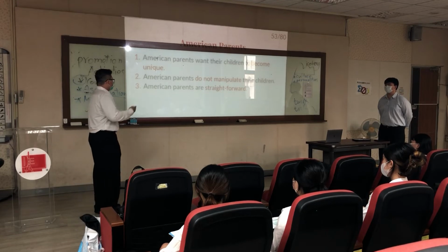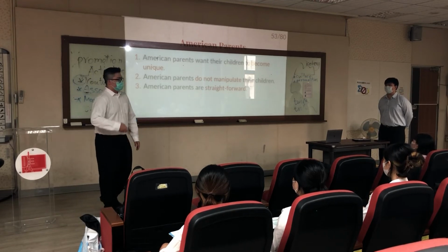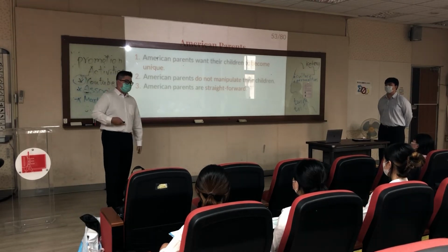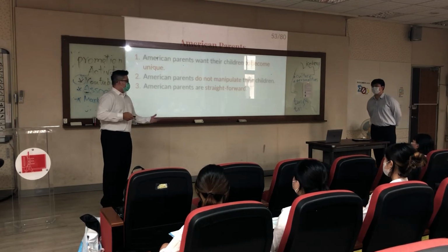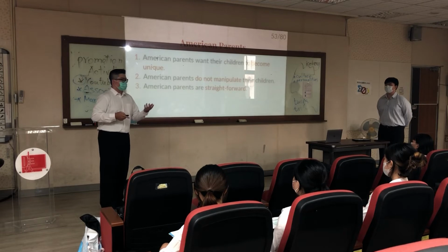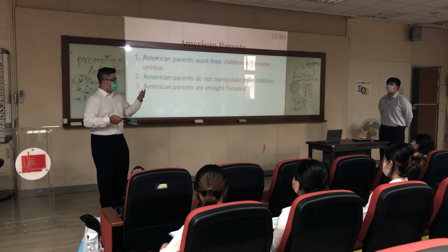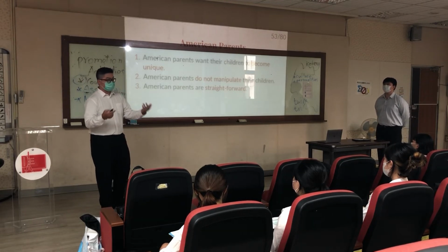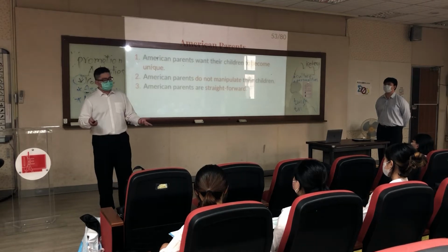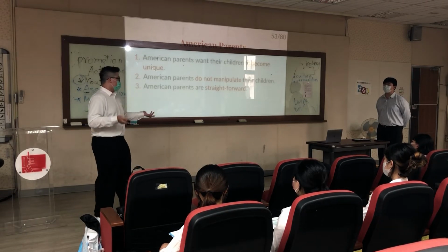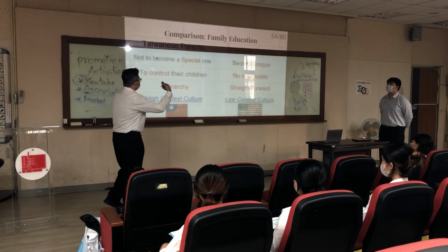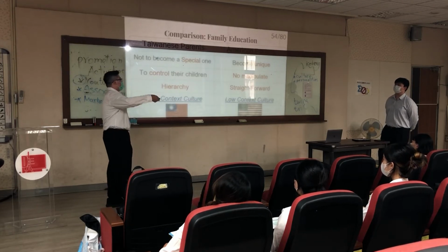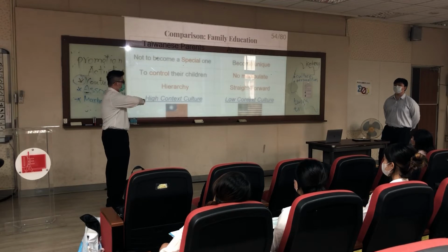And the third part is American parents are straightforward. I use the same example that I used with the Taiwanese parents. If American parents discover their children made a mistake, they will directly tell them, hey, you should not do it, for some reasons. So you easily understand why you made a mistake, and you should revise it again.